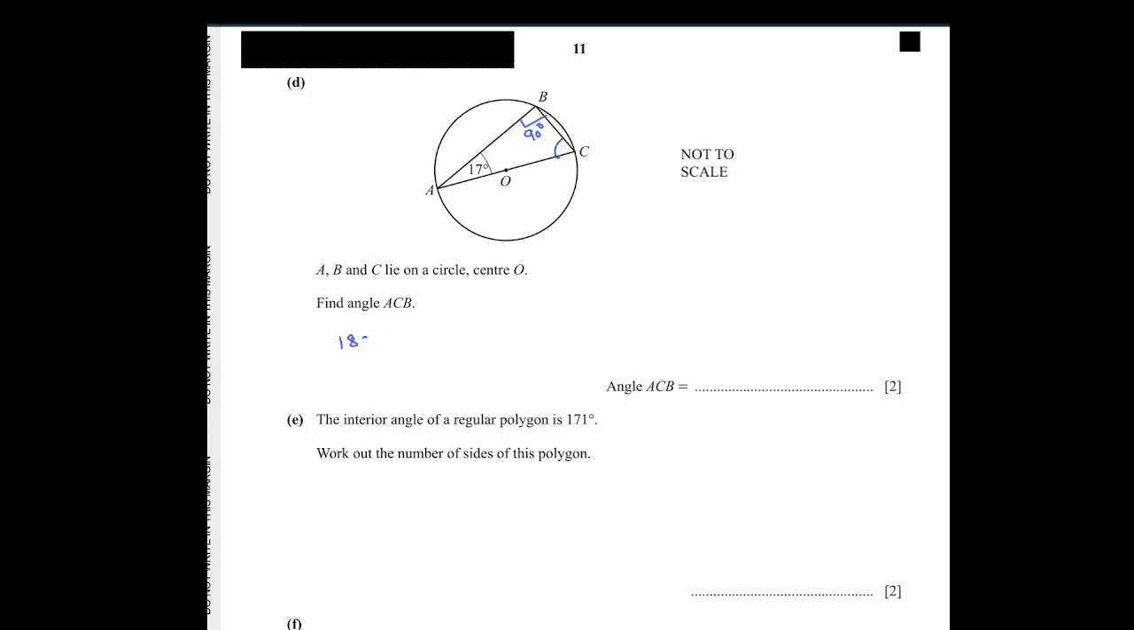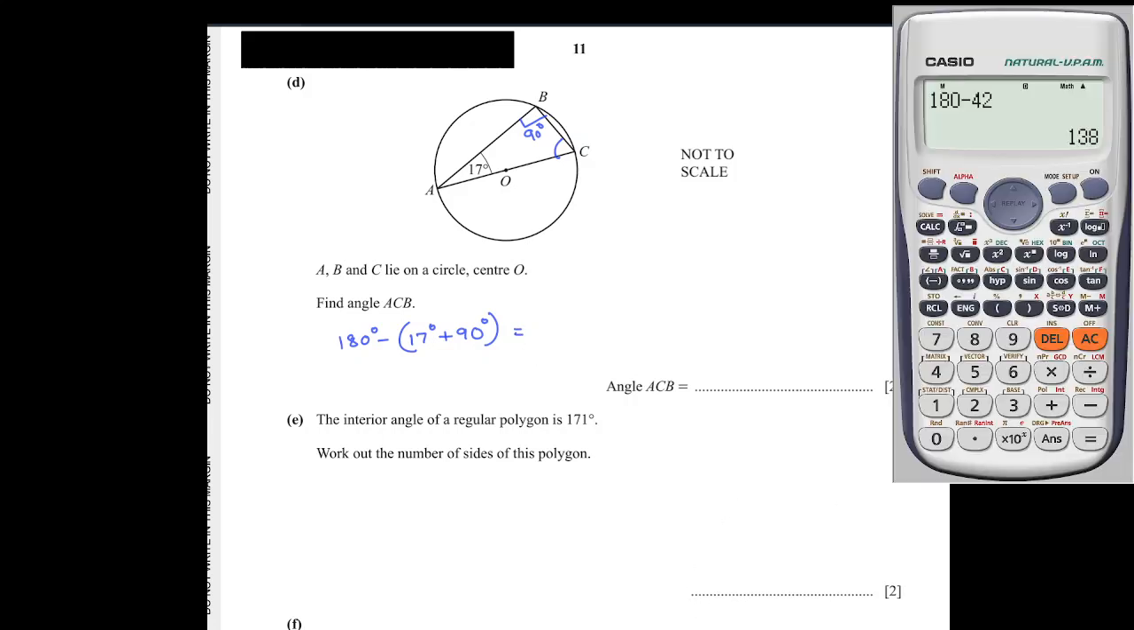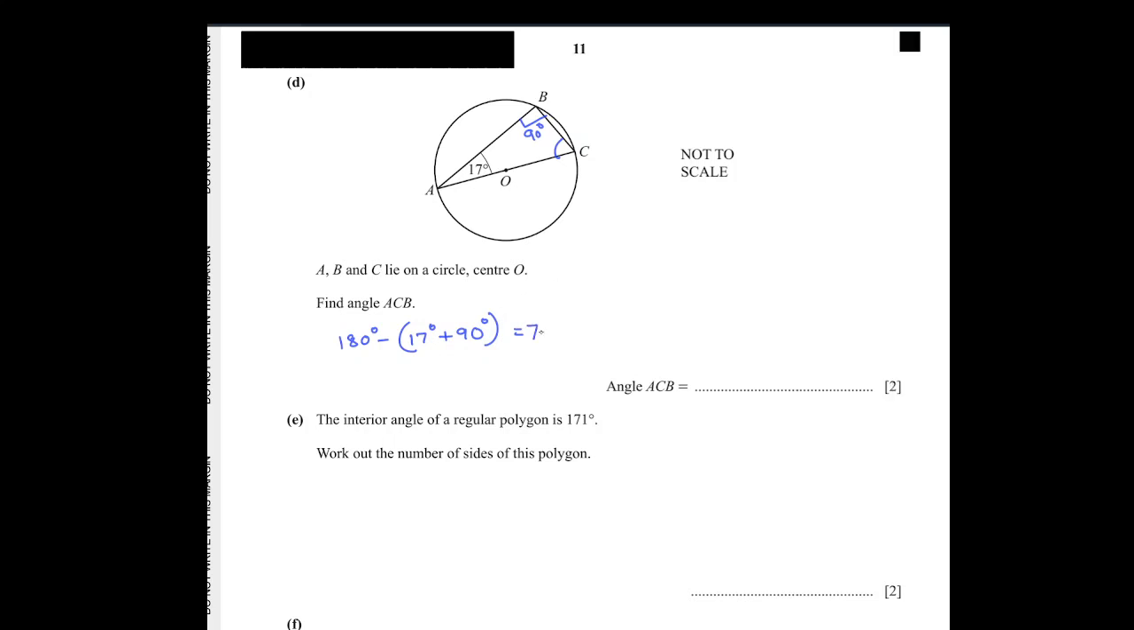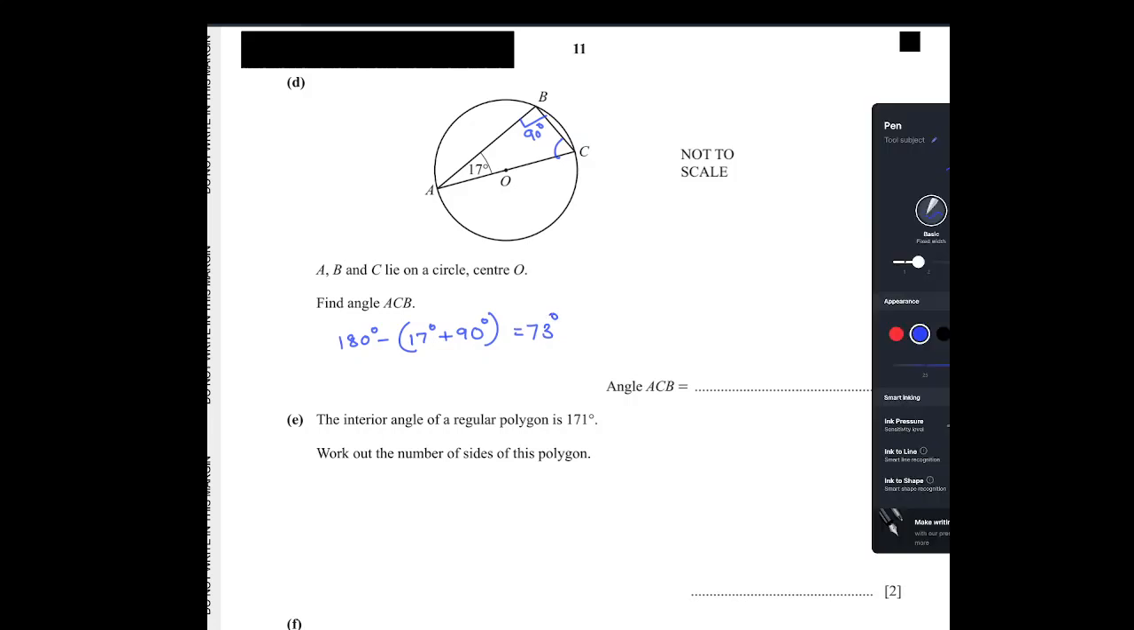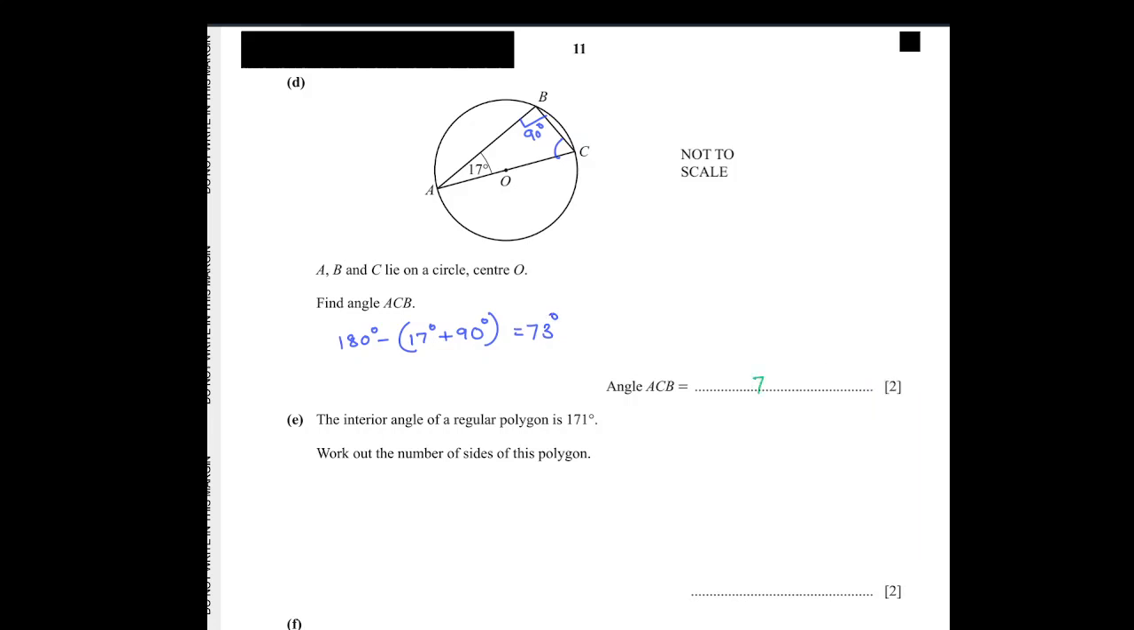So sum of all the three angles is 180. Subtract from it the sum of these two given angles. You will get the angle ACB. Find out. 180 minus 17 plus 90, 73. So angle ACB is 73 degrees.